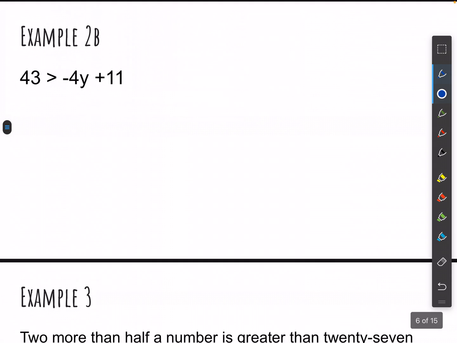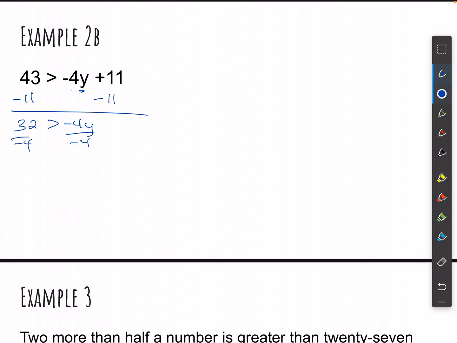For 2b, let's try this one. So again, trying to get this y by itself. The first thing we're going to do is subtract 11 from both sides. When we do that, we get negative 4y is less than, let's see here, 32. Okay, then we're going to divide both sides by negative 4. And then I have 32 divided by negative 4 is negative 8. The inequality must switch. And then I have the y on the wrong side, so we've got to switch that thing back, right?